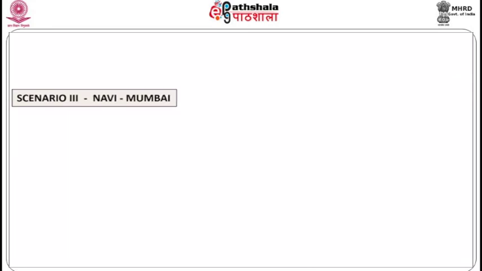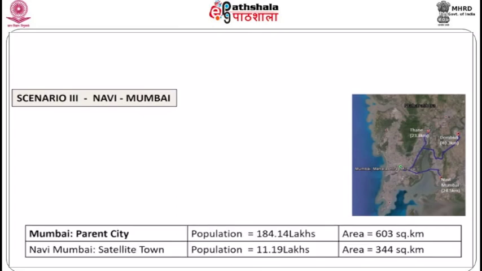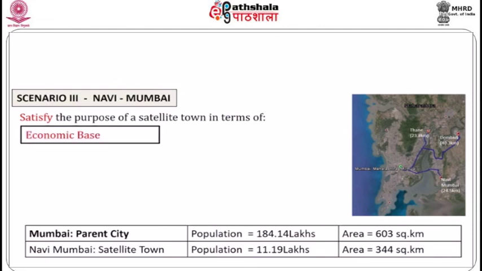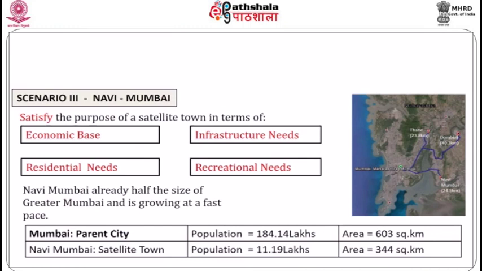The third scenario is about Navi Mumbai. Navi Mumbai satisfied the purpose of a satellite town in terms of economic base, infrastructure needs, residential needs and recreational needs. And Navi Mumbai is already half the size of Greater Mumbai and is growing at a fast pace.